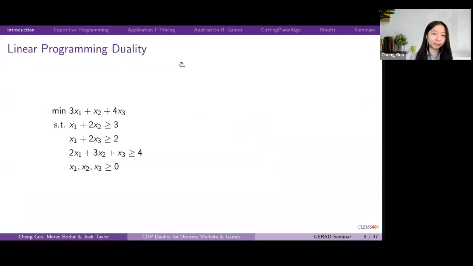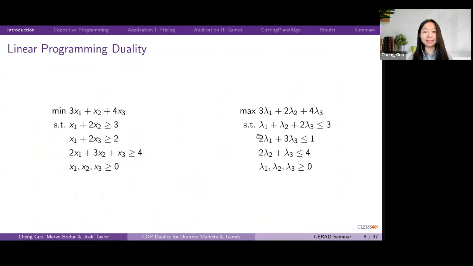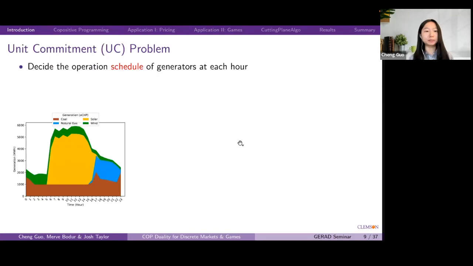For those of you who are not too familiar with duality, here is an example of how to get linear programming duality. And in our work, we are getting the duality for copositive programs. And the method is similar. You just get the dual problem from the Lagrangian dual, but the copositive programming duality will look a little bit more complicated than this one.